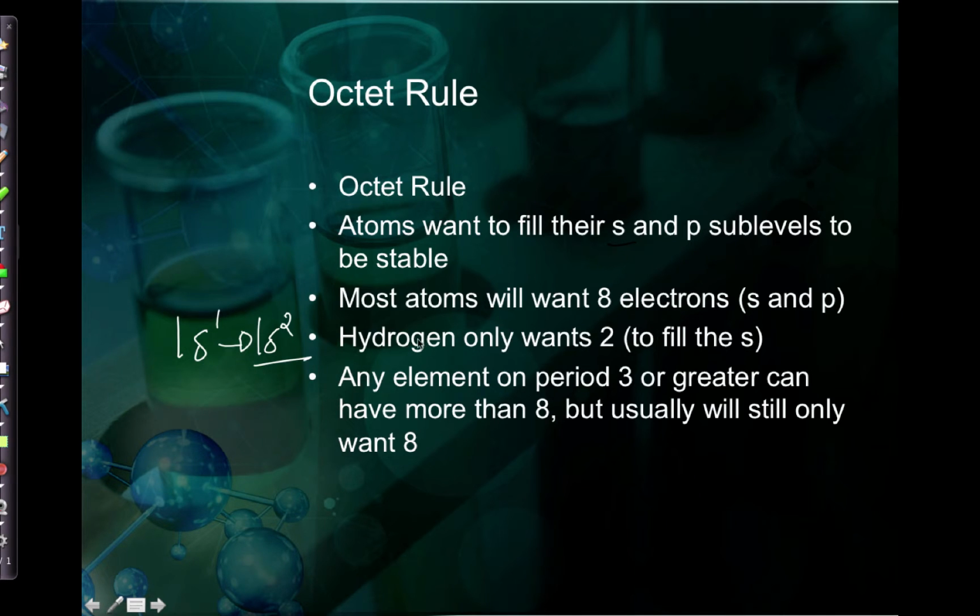And also, any element that's on period 3 or below can have more than 8. They usually still want 8, but they can have more than 8. That's called an expanded octet. And that usually happens with phosphorus, sulfur, and xenon, although there are plenty of other atoms that can do this as long as they're on the 3rd period or below. That's because they can open up that D sublevel to allow more electrons in. They don't typically want to do this, but they can.